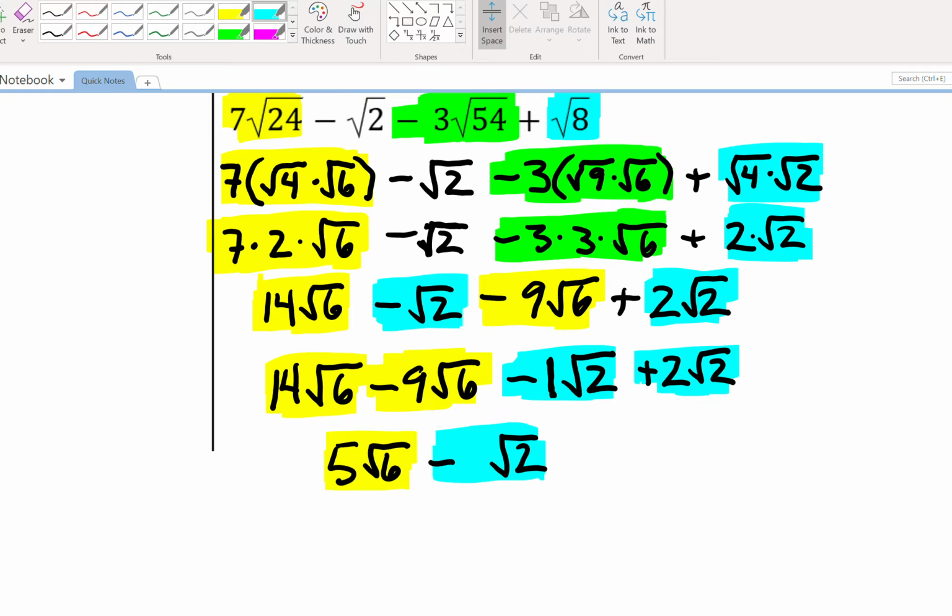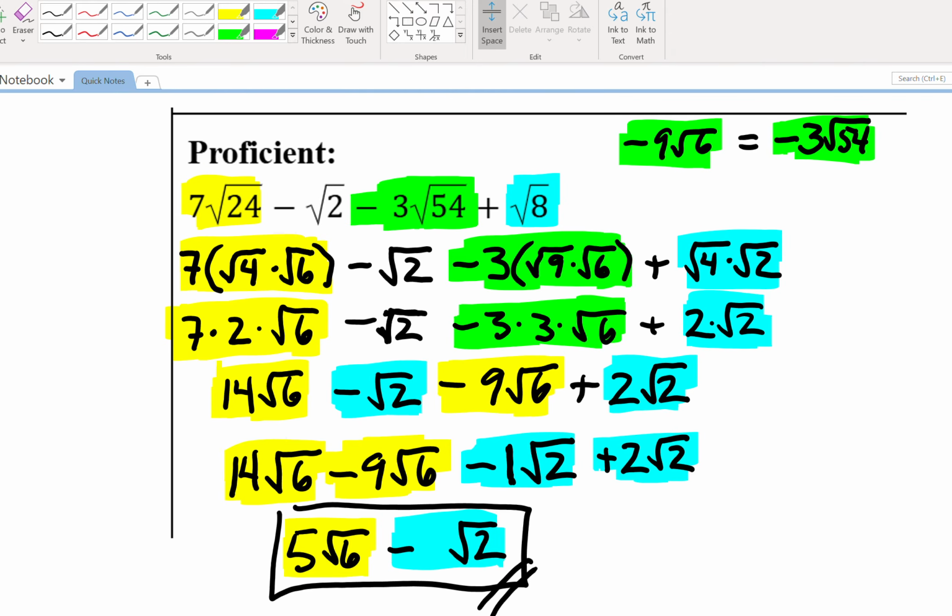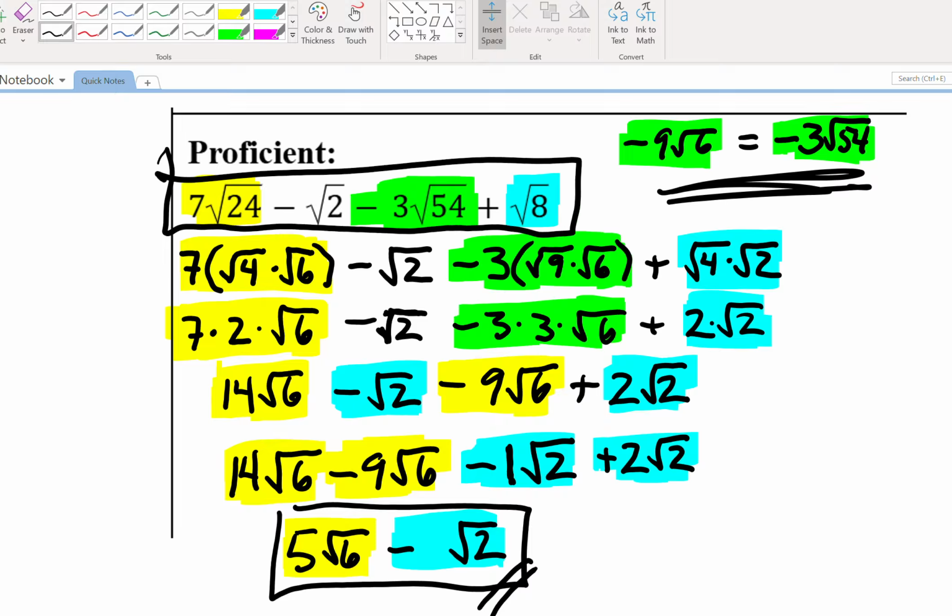And so this is our final answer because on the one hand, we have square roots of 6, and on the other hand, we have square roots of 2, so we cannot combine them because they're not like radicals. So we get to this point, we're done. Now, just like I'm going to show you here in a second that negative 9 root 6 is equal to negative 3 root 54, you could, in fact, do the same thing with this whole expression. Plug that into your calculator and show that it is also equal to that.